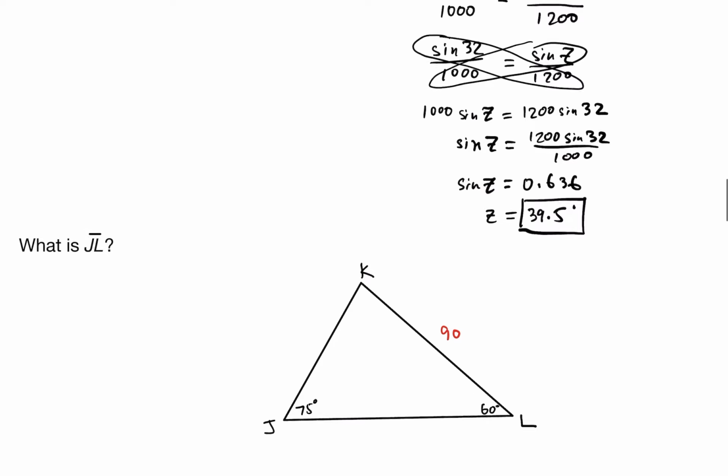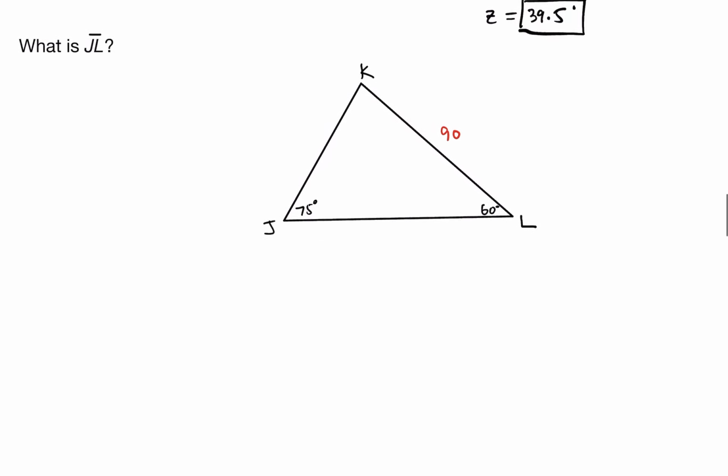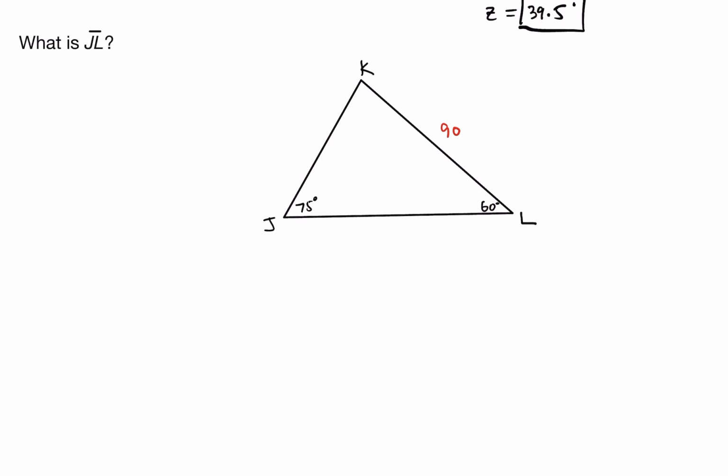Now, here's another example. We want to find the length this time of JL. We have the angle of 75 and the length opposite that angle, which is 90. And we have this angle, but that's giving us the length opposite of JK, which is not what we want. We want the length of JL.